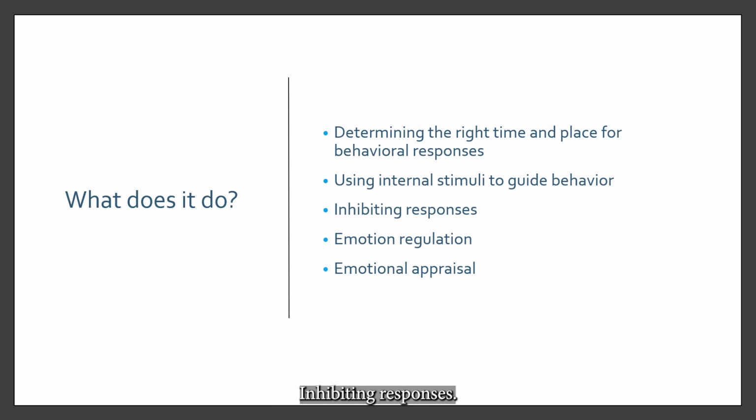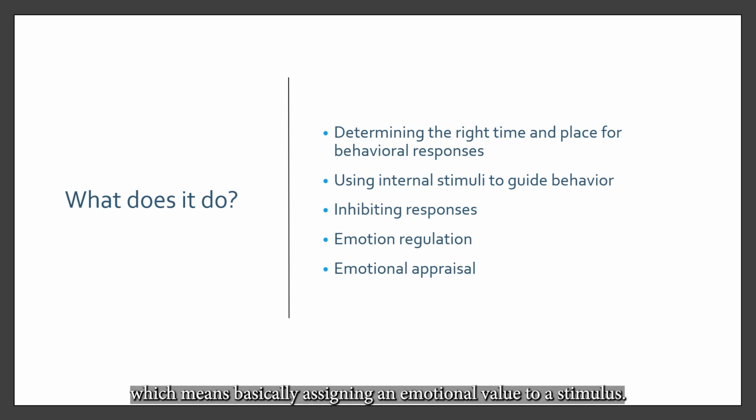Inhibiting responses. It's also connected very heavily with the limbic system, so it plays a big role in emotion regulation. It's also involved in emotional appraisal, which means basically assigning an emotional value to a stimulus. So something could elicit a positive or a negative emotional response, and the strength of response also differs depending on what is happening. So we don't react the same way to everything that's in front of us.